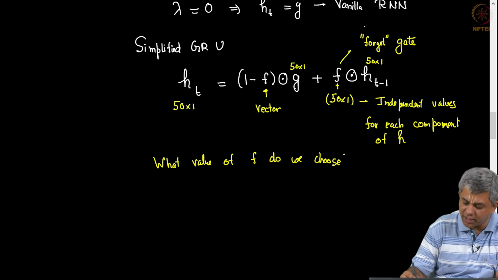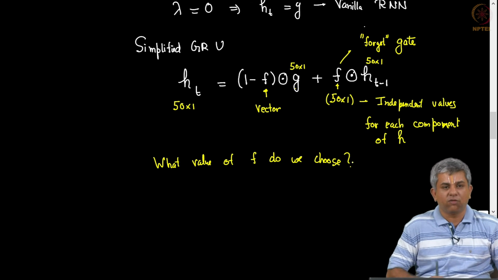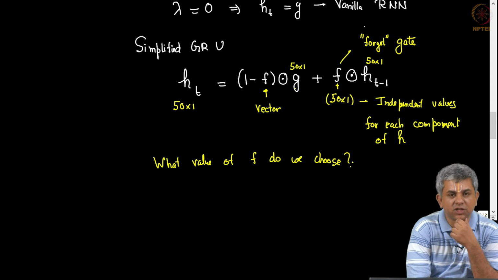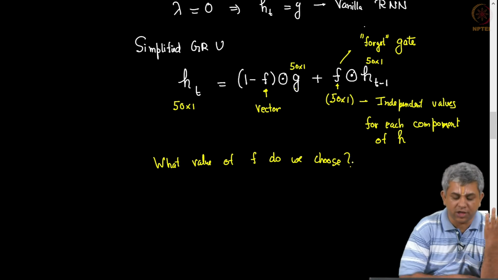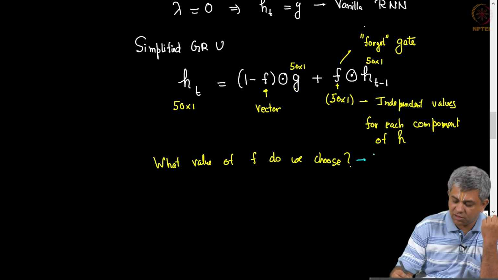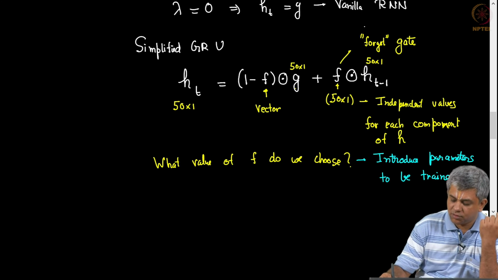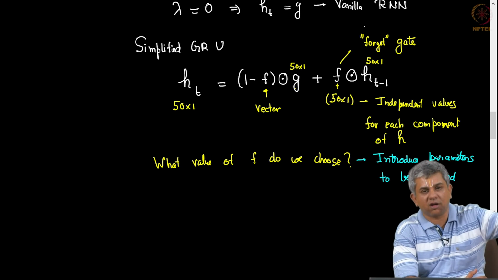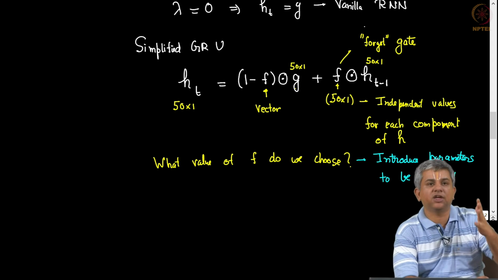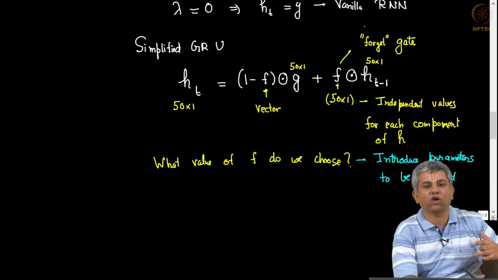And here we use the general principle of whatever we have been doing in neural networks, which is we never really specify any component, we let the algorithm choose it. So, this is introduce parameters to be trained. It is the same as ANN weights, it is the same as CNN kernel weights. Similar to that, we will assume F is full of parameters that ought to be trained.